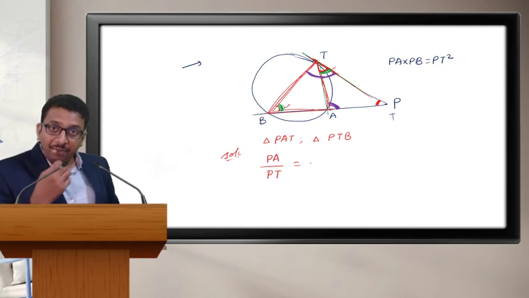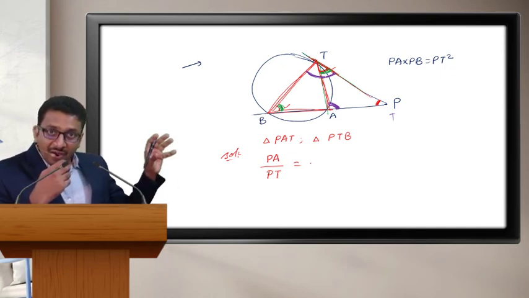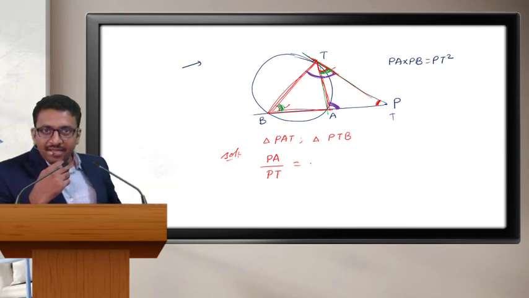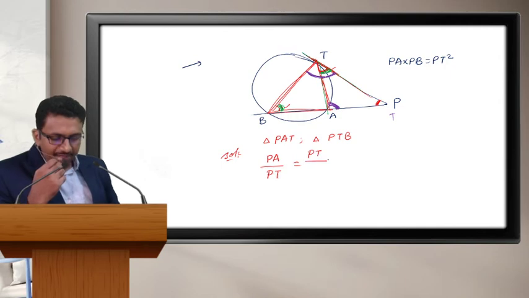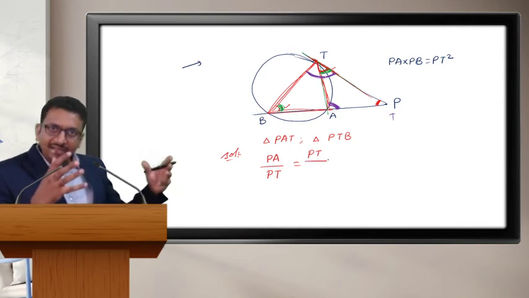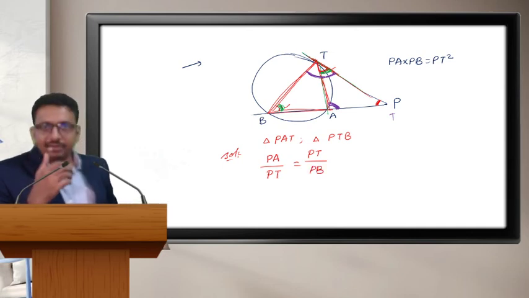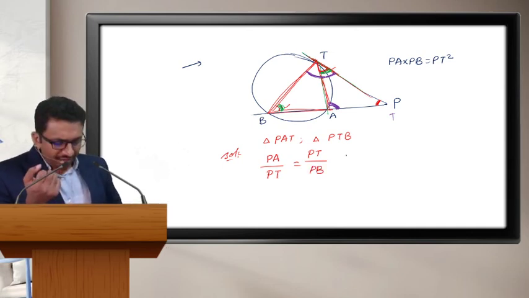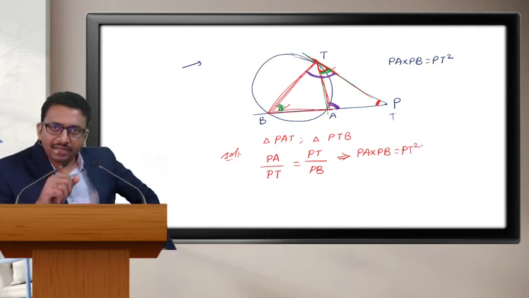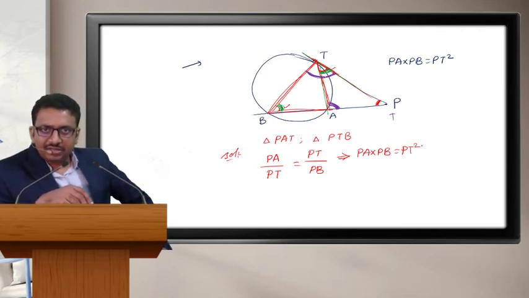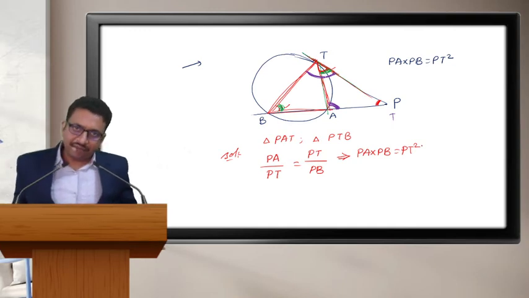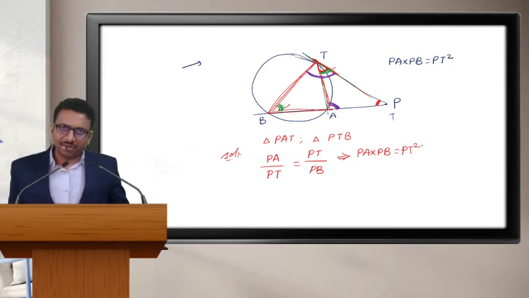Now let us take the purple angles. In the smaller triangle, what is the side opposite to the purple angle? PT. In the bigger triangle, PB. So if you cross multiply this, what are you getting? PA into PB is equal to PT square. So these are the extra theorems that you have, which you don't have in your board syllabus.